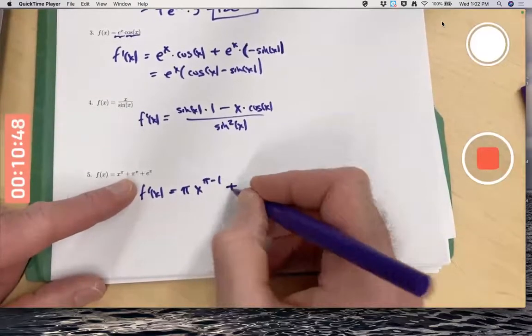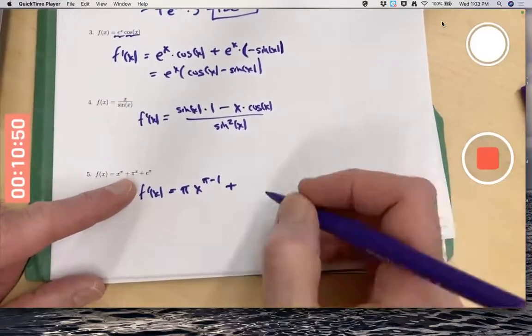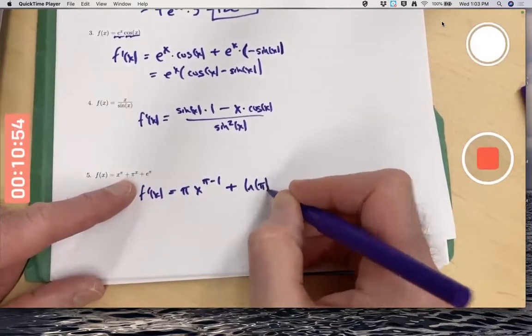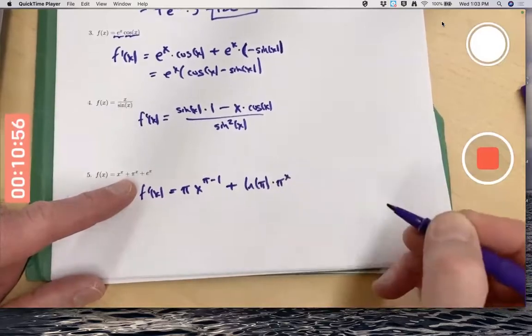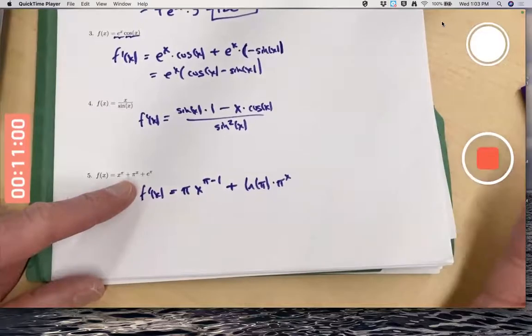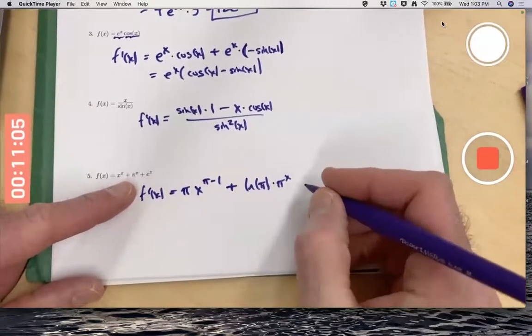Pi to the x, however, is an exponential function. The x is in the exponent. You need a natural log of pi times pi to the x. In the case where the base is e, the natural log of e is 1. That's why e is so special. The derivative simplifies most nicely when the base is e.